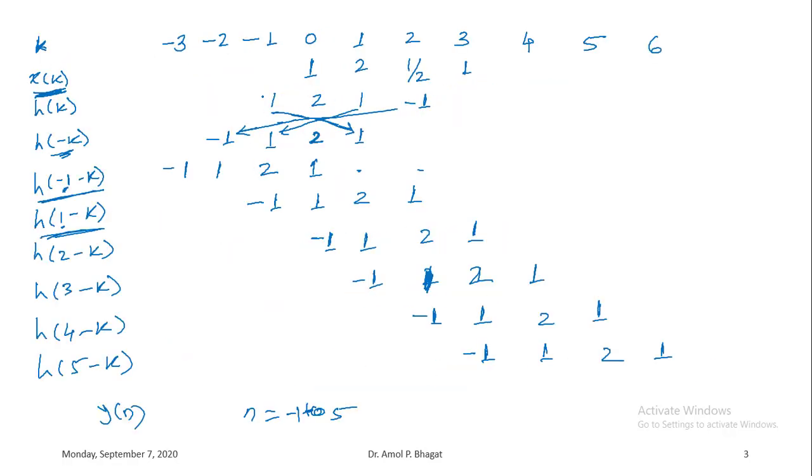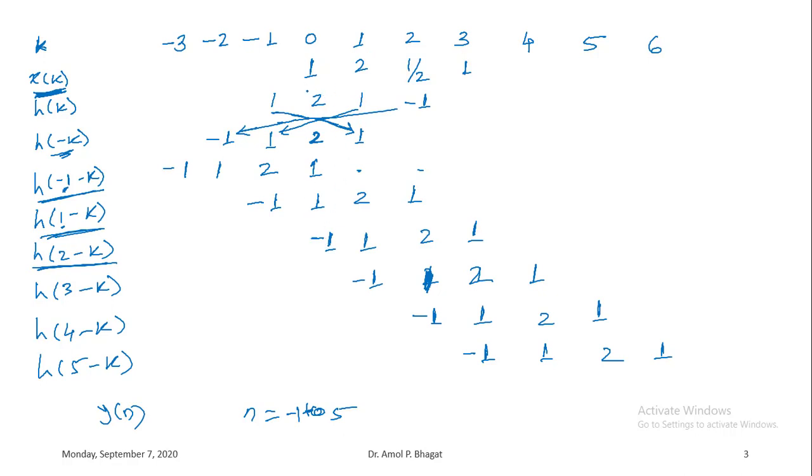Okay, similarly for n equals 2, again the formula will be y of 2 equals summation k from minus infinity to infinity x of k into h of 2 minus k. I substitute n equals 2 here, so it will be 2 minus k, so I will be multiplying x of k with h of 2 minus k. Again I can observe here both sequences are starting at 0 and ending at 3, so all values will get multiplied.